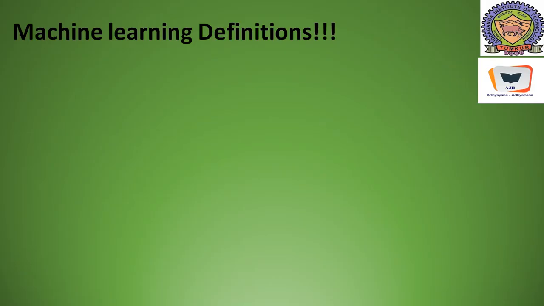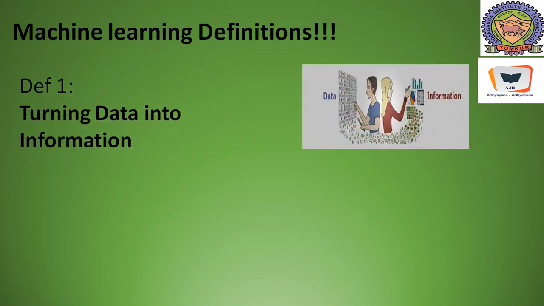Actually, in the literature, the definitions of machine learning are huge in number. There are multitudes of definitions available for machine learning, connoting different phases of machine learning. That means machine learning definitions galore. Definition 1 says that machine learning is all about turning data into information.